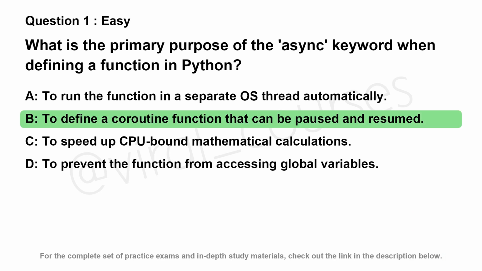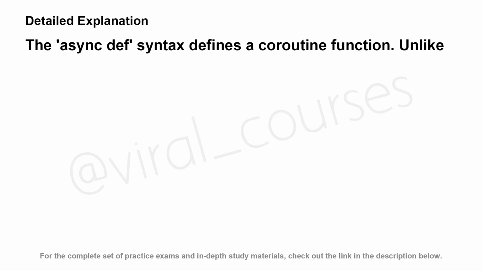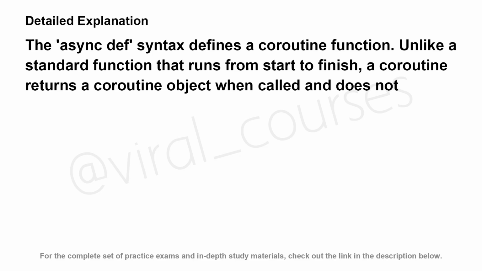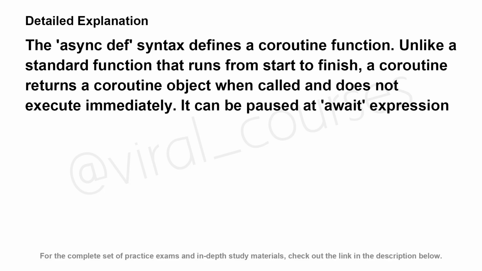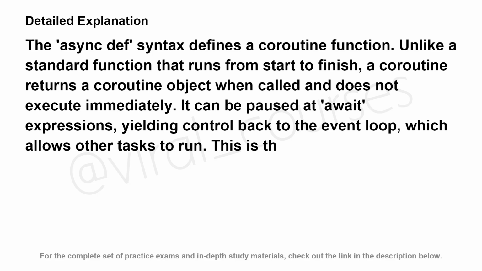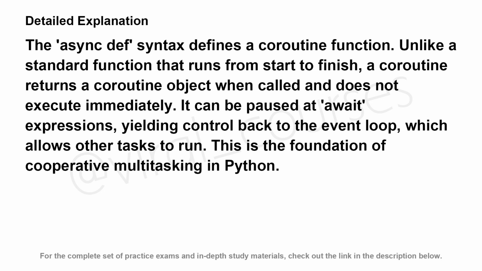The correct answer is B. The async def syntax defines a coroutine function. Unlike a standard function that runs from start to finish, a coroutine returns a coroutine object when called and does not execute immediately. It can be paused at await expressions, yielding control back to the event loop, which allows other tasks to run. This is the foundation of cooperative multitasking in Python.